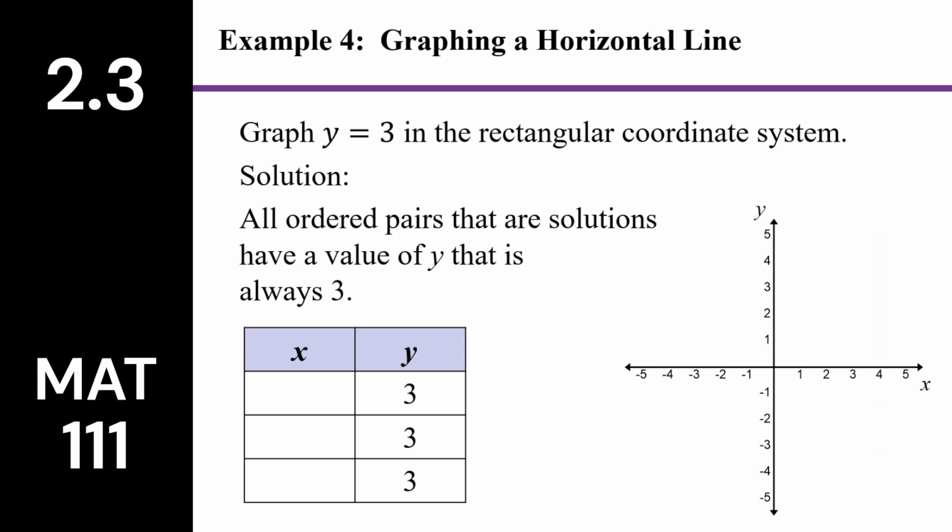Y equals 3 is a line where the y value of every point will be 3. It wouldn't matter what x's you pick, so we can just pick some arbitrarily. When x is -2, y is at a height of 3. When x is 0, y is at 3. And when x is 2, y is at a height of 3. So y is always at a height of 3, and we can draw our line at that height. It's a horizontal line that goes through this value of 3.